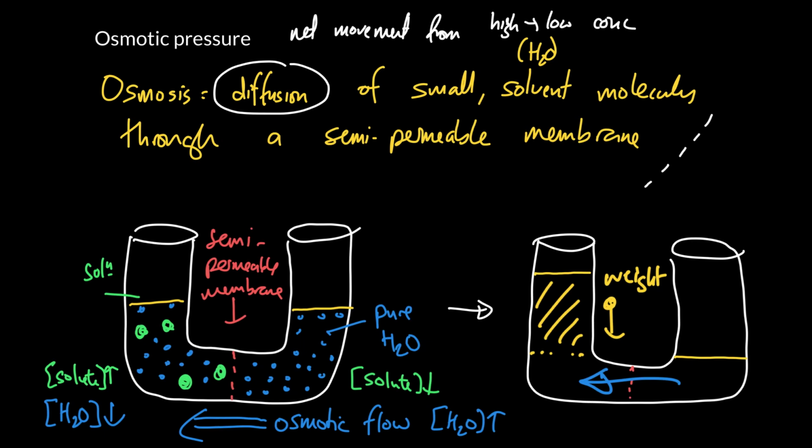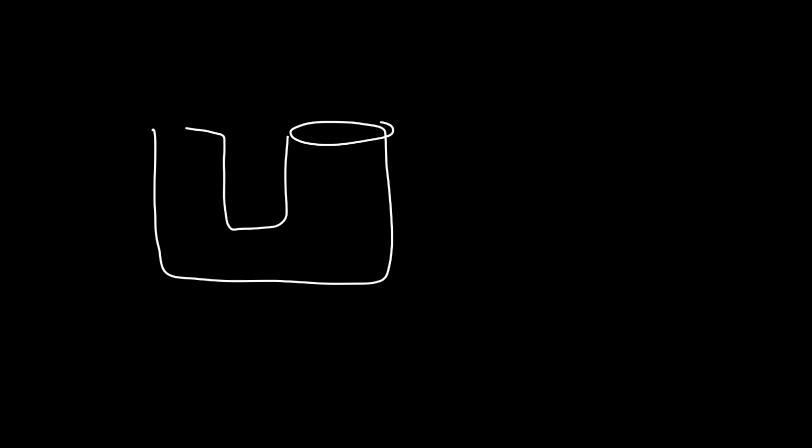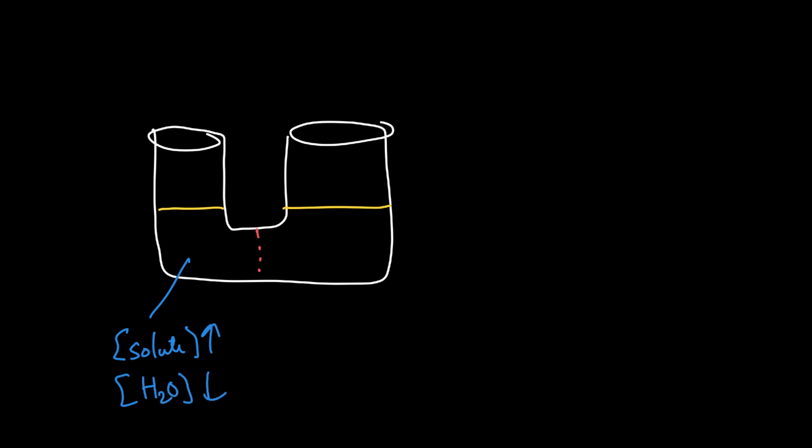So let me go ahead and draw another slide quickly and go through this. So we can stop the flow of osmosis by applying this pressure here called the osmotic pressure. So here we go. Here's our barrier right here. And here's our height on the right and our height on the left. And we've got a high solute concentration on the left-hand side. And we've got a low solute concentration on the right-hand side.